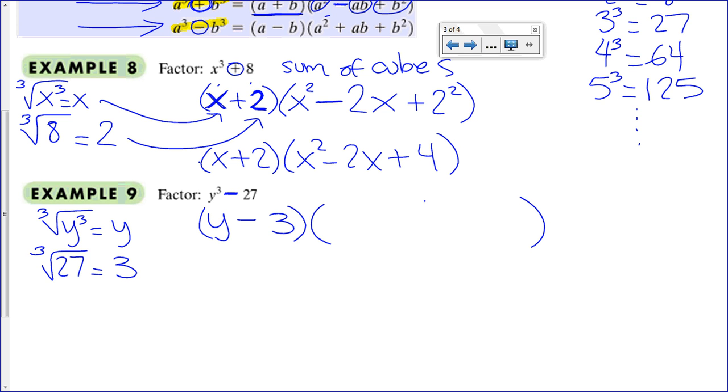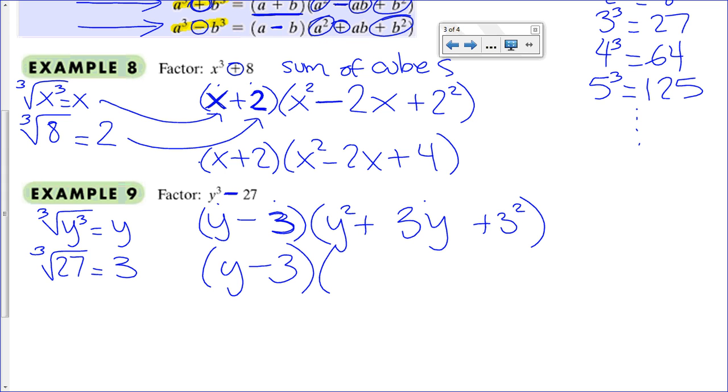Now the formula states that we take the first term, which is y, and we square it. We take the second term and we square it. And now if we started with a difference of cubes, then this side for some reason is positive. And it will be plus the product of y times 3. And just to finish, that will be the end of it.